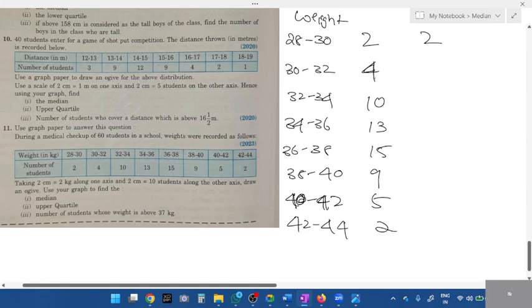2 plus 4, 6 plus 10, 40. Next. Calculate it all.